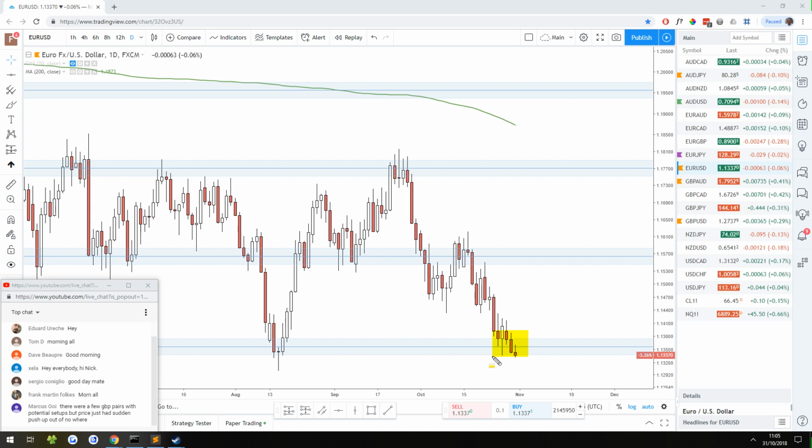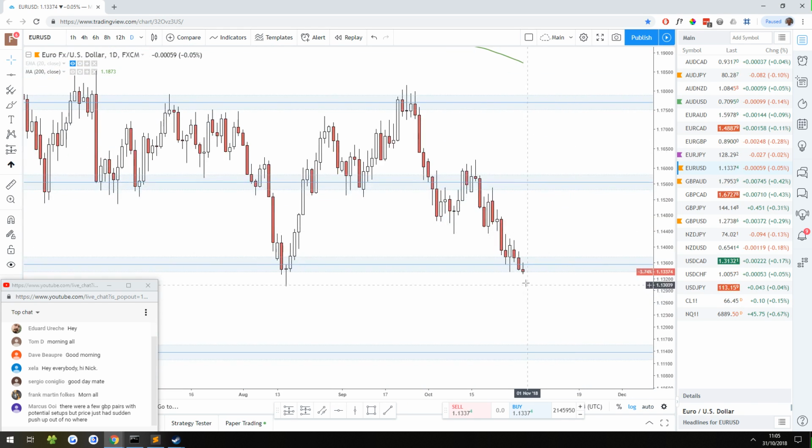It is definitely slowing down. If it just breaks straight through today, that'd be okay by us, because that would mean that we could start looking for a continuation short.